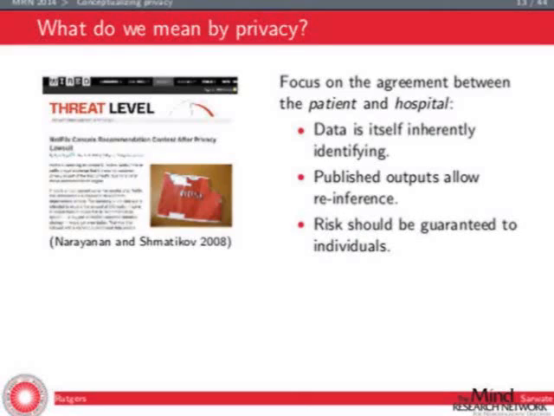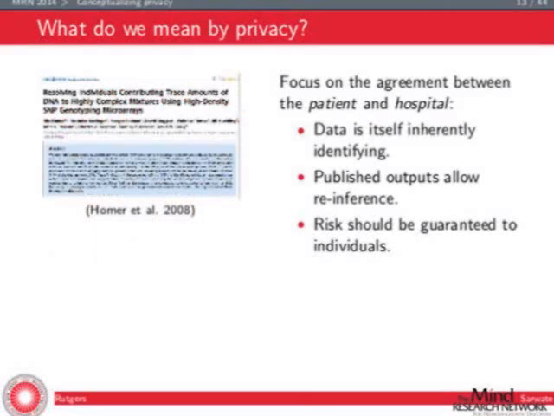The third point I want to make is that the risk should be guaranteed to individuals. This really focuses on the informed consent process. When you agree to let your data be used, the researcher should tell you that you will be protected regardless of how other people behave. Sort of motivation for thinking about the risks to individuals is the GWAS, the genome-wide association study.